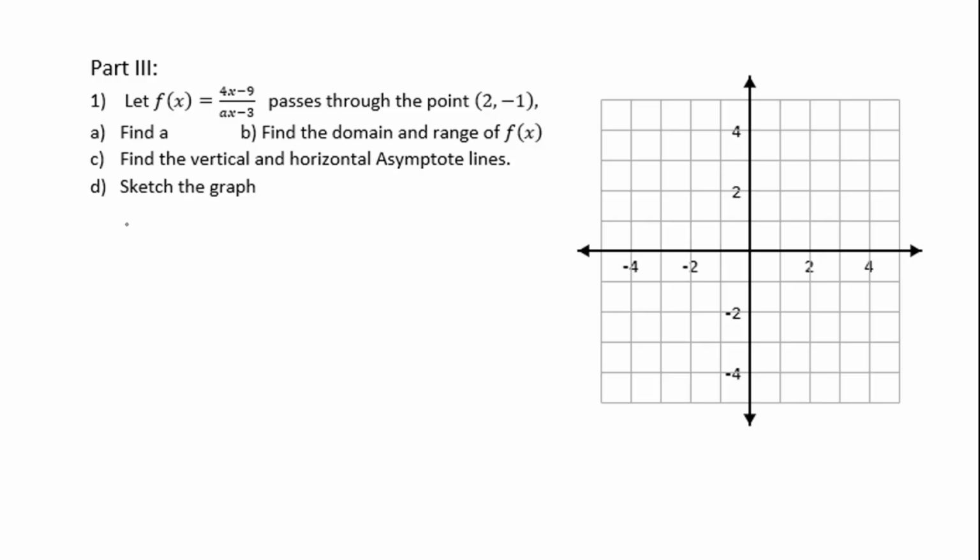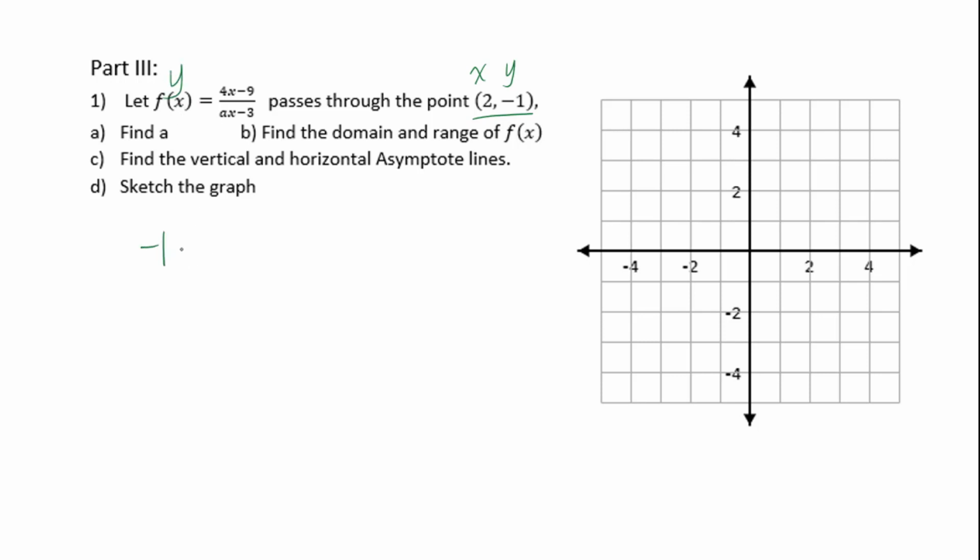Let's go to part 3. Let f of x equals (4x minus 9) over (ax minus 3). It passes through the point (2, -1). This will be x, here's y. We plug into this function. f of x equals y.